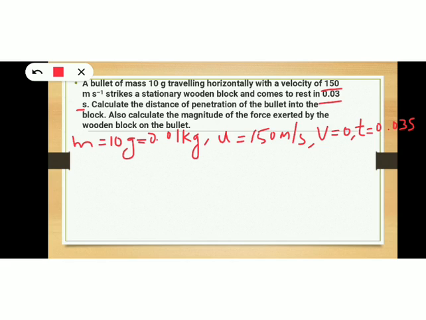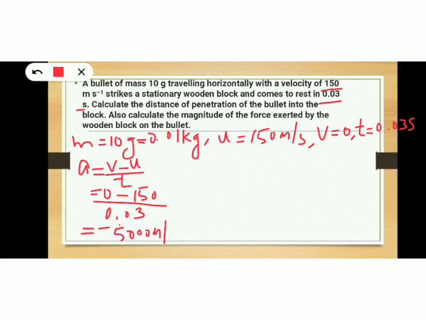So first we need to find out the acceleration, and acceleration a is equal to v minus u by t. This is the equation to find out acceleration. That is equal to v is 0 minus u is 150 divided by t. Time is 0.03, and after simplification you will get the value of acceleration as minus 5000 meter per second square. This is the acceleration. Now after getting acceleration you must find out the value of displacement. Yes, so what is the distance?